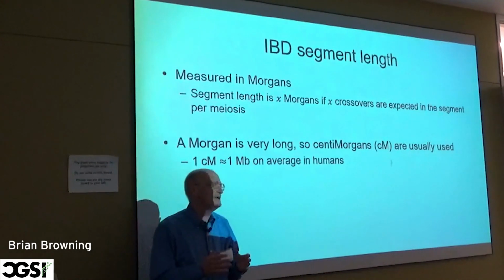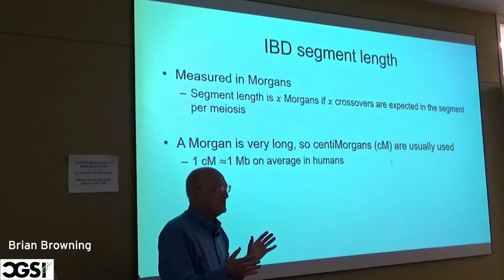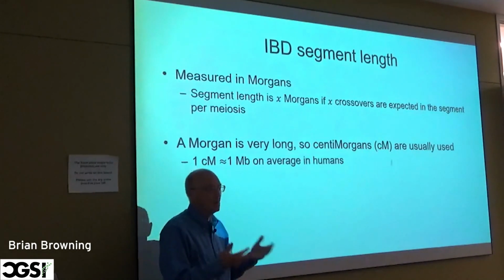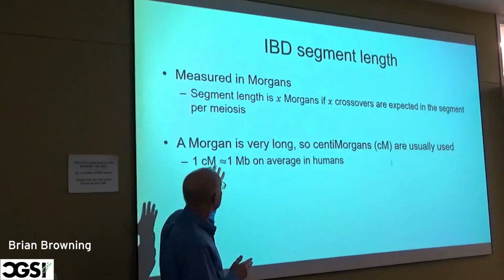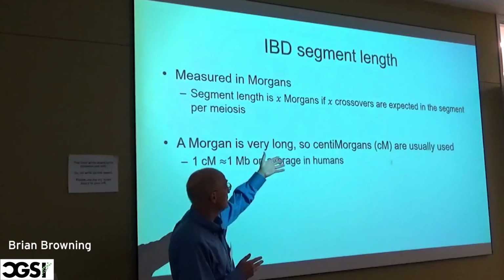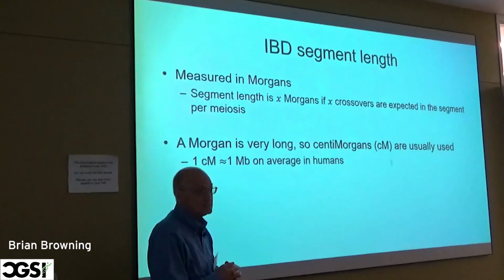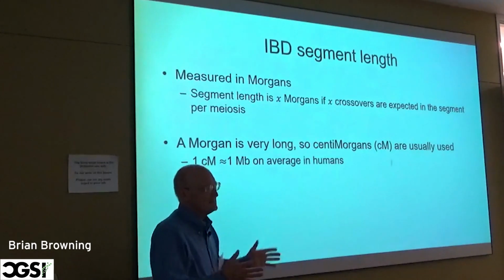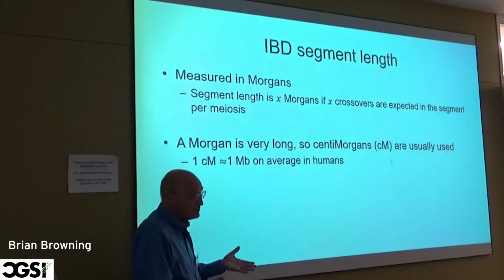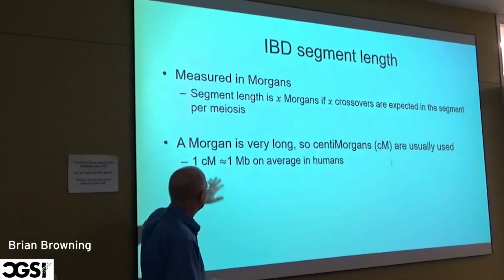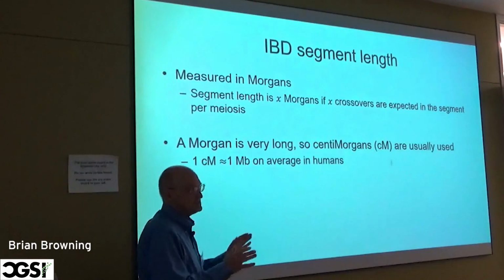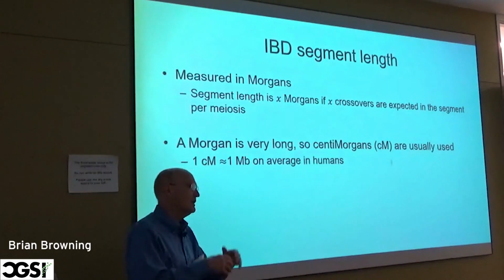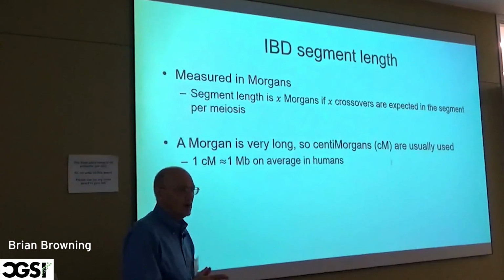So because IBD is so tied to recombination, it's typically measured in a unit that's defined in terms of recombination called a Morgan. A segment length is X Morgans if X crossover recombinations are expected in the segment per meiosis. And it turns out the Morgan is so long it's sort of unwieldy. So we scale it down and typically use a centimorgan, which is just 1/100th of a Morgan. On average, a centimorgan is around 1 megabase, but that's just an average. It can be more, can be less, but it gives you an idea of scale. So when we talk about a centimorgan, if you think, well, it's around a megabase, you're not too far off.